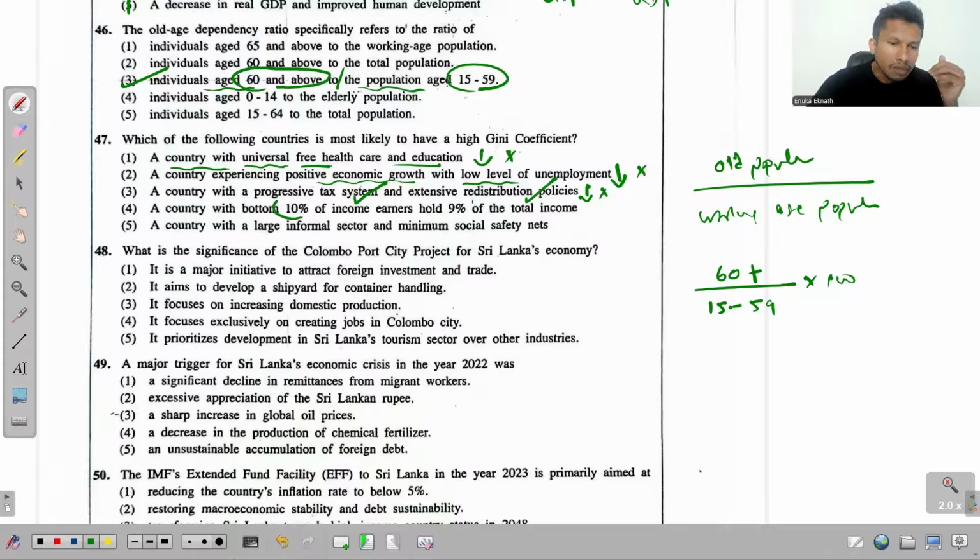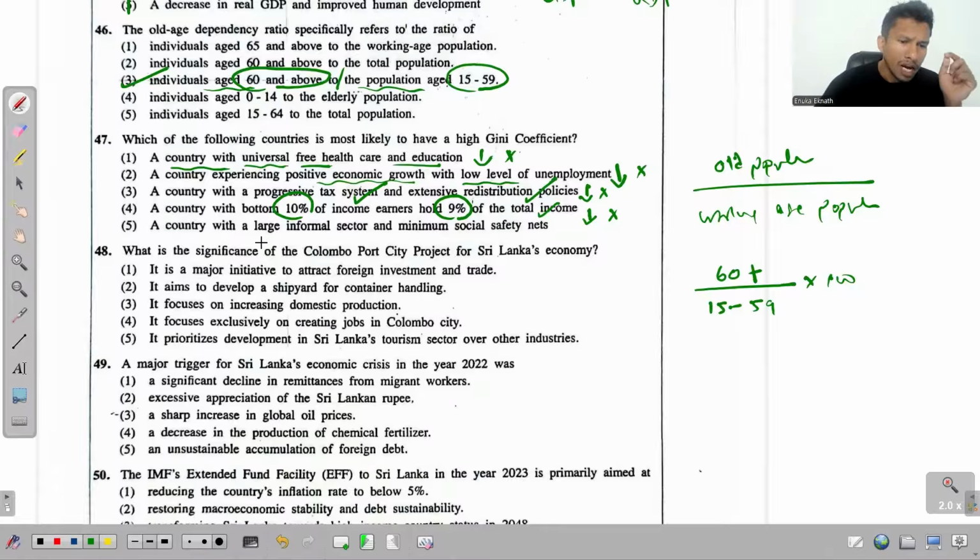A country with bottom 10% of the income earners hold 90% of the total income. Almost perfect. Why? 10% of the population earns 9% of the total income. 1% is ignorable. So even this country has a higher equality in income distribution. So Gini coefficient will be lower, and this is not the answer there.